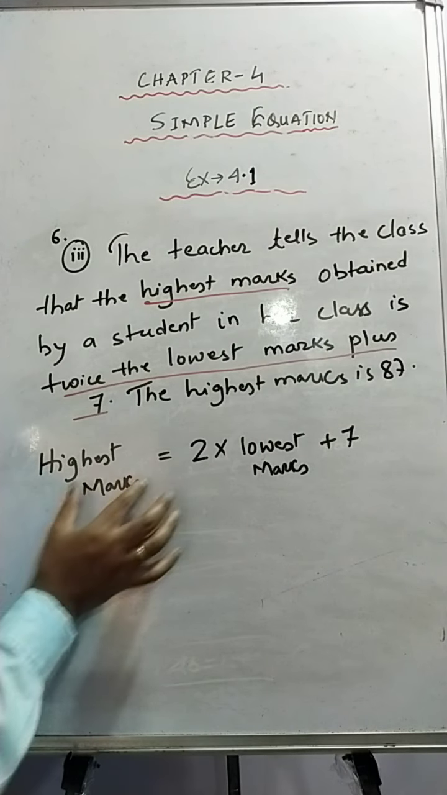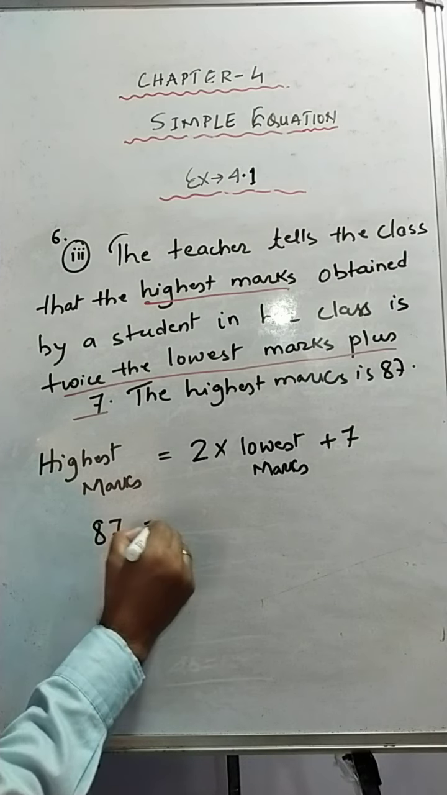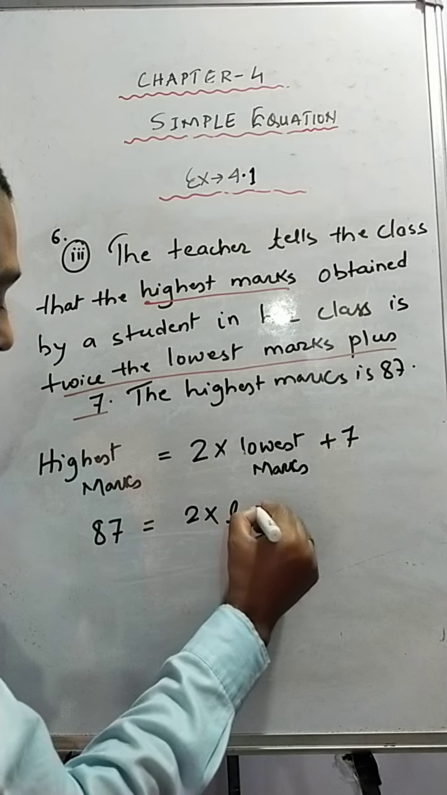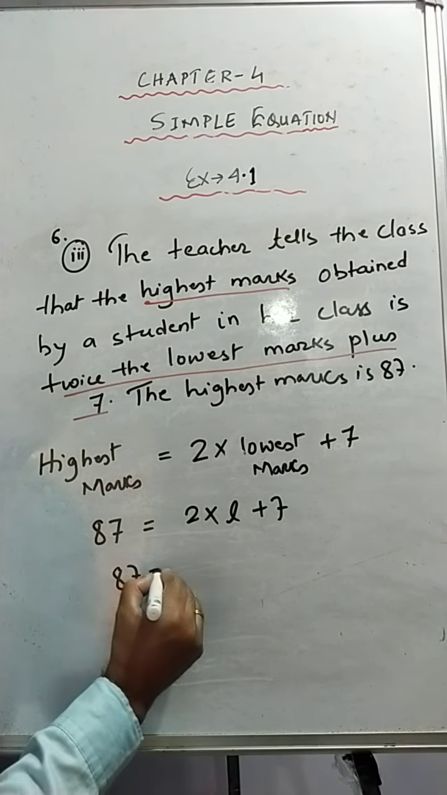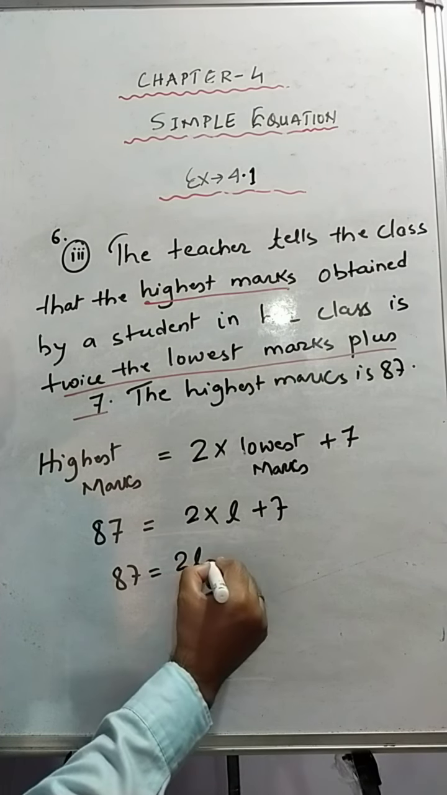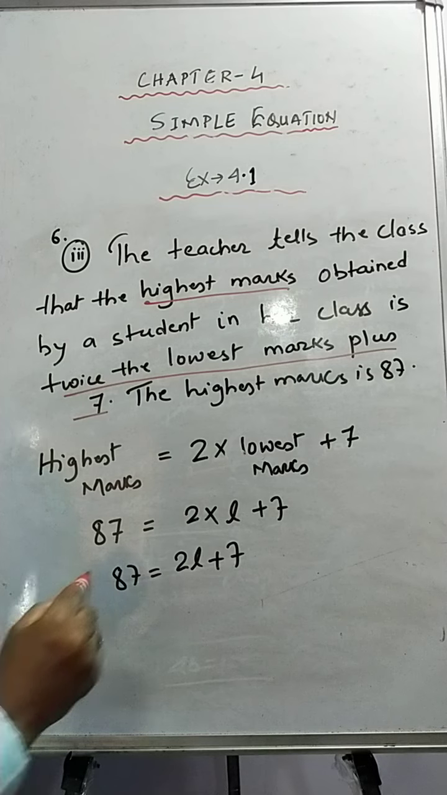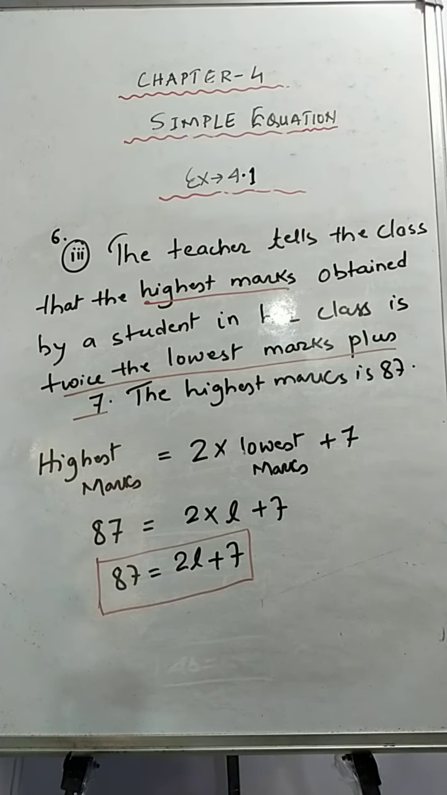So in place of highest mark, what will we write? 87. So in place of highest mark, we'll write 87. 2 into the lowest mark, which we have assumed as L, plus 7. Now what is the product of 2 into L? So 87 equals 2 into L, which is 2L, plus 7. So this is your required equation, students, of sum number 3 of question number 6. So try to do sum number 4 of question number 6.